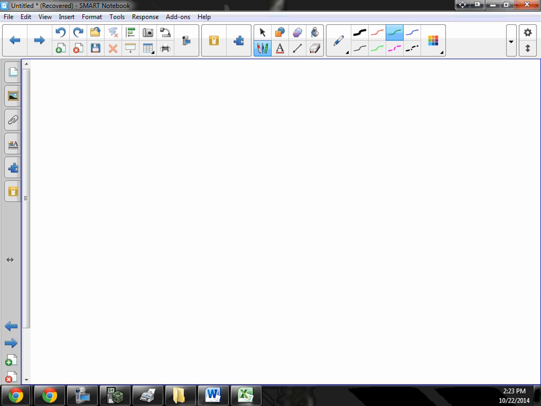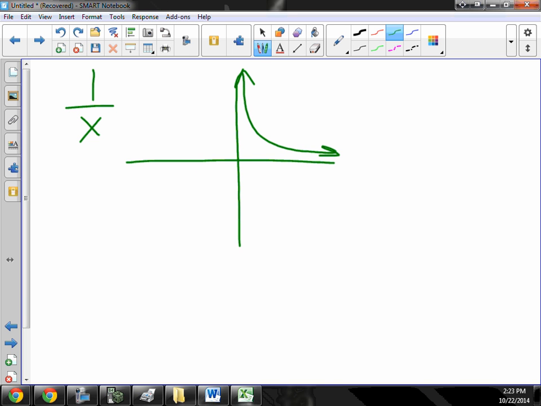The one that you need to know first is 1 over x. 1 over x looks like this. Okay? It gets closer and closer to 0. Because when does this equal 0? It can't. How come? Right, it would be infinity.